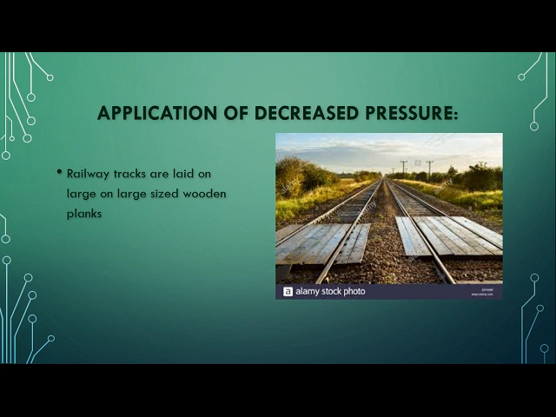When the train is moving, the weight of the train is equally distributed. In this way, the train track does not get damaged. If these wooden planks were not here, then there are chances, children, that the train track may get uprooted and there may be some fatal accident.